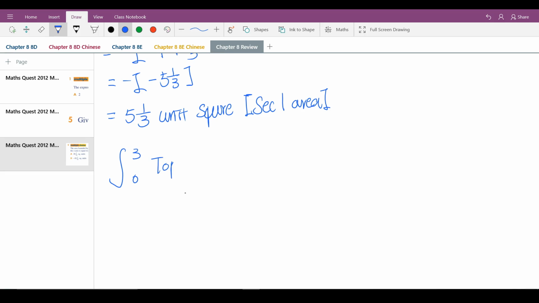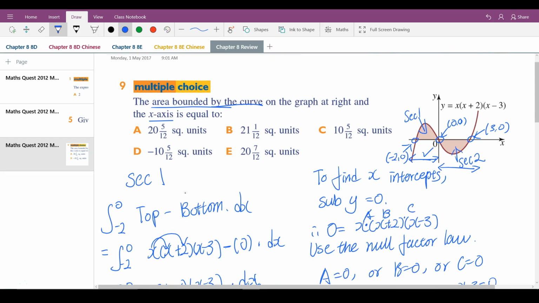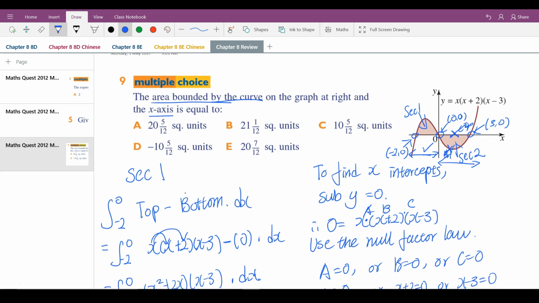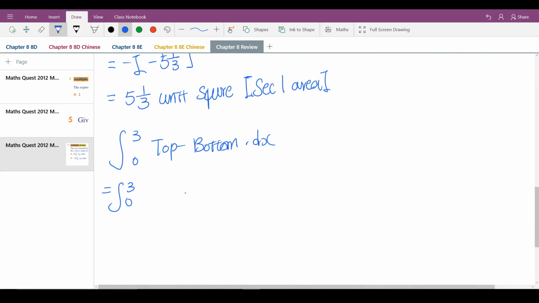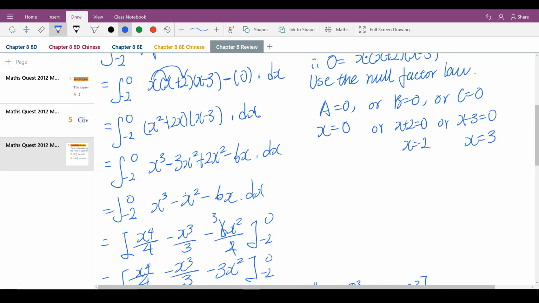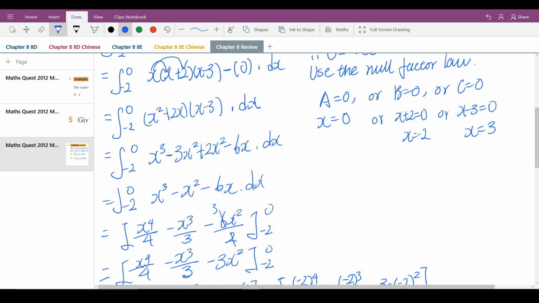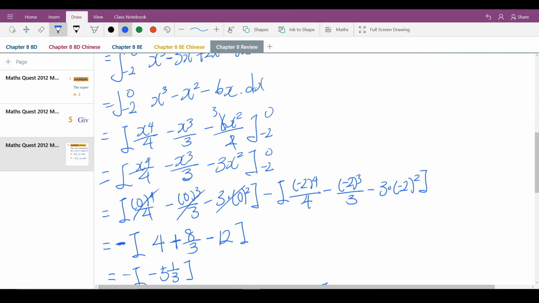And then top minus bottom. Integrate with respect to x. That will give us top function. Remember, the top function in section 2 is the x-axis. It's this x-axis. This is the top bit. This is the bottom bit in the section 2. So it would be 0 minus whatever that y function is. Now, we already found out what that is before. So if we expand all the brackets in the y function, we get x cubed minus x squared minus 6x, right? So there's no need to do that again. So we just put that one in.